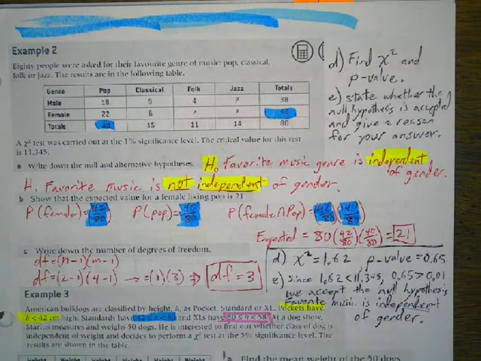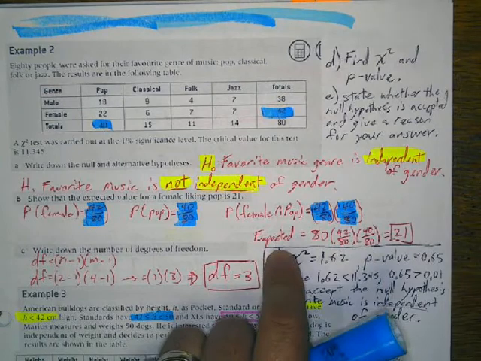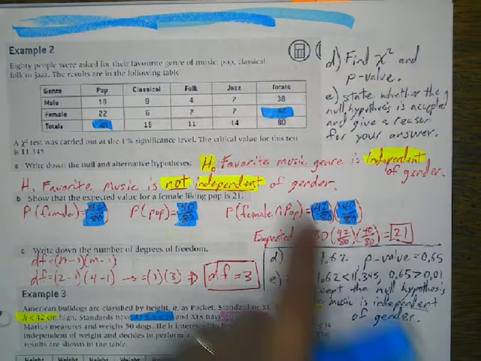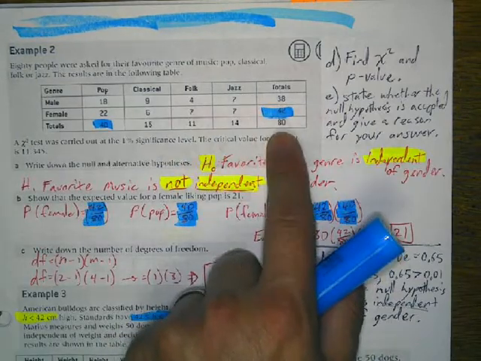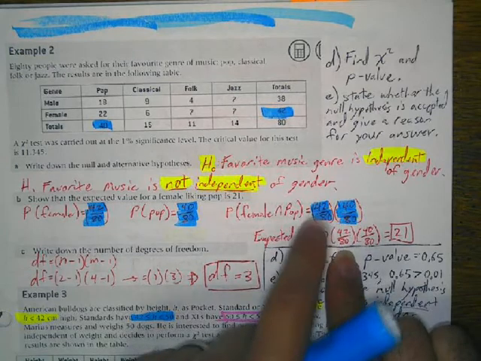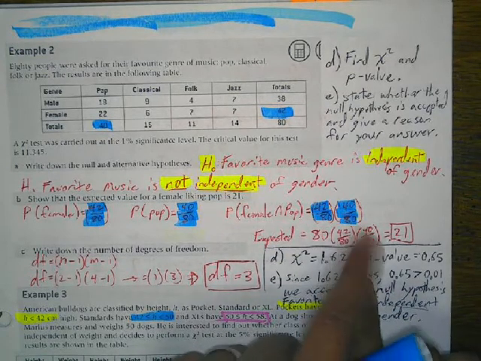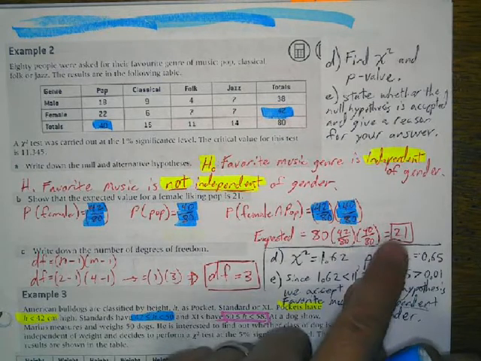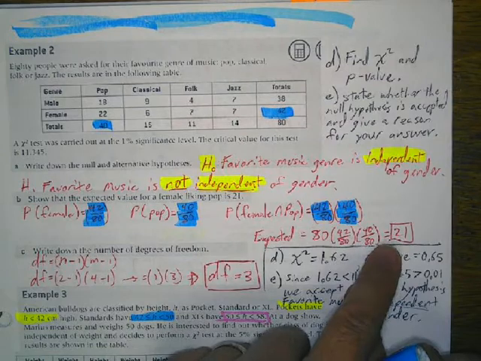And so the expected value is when you multiply by how many people there are total. There's 80 people. So if I multiply 80 people times the probability of being female and liking pop, that will tell me how many people we expect to be female and liking pop.